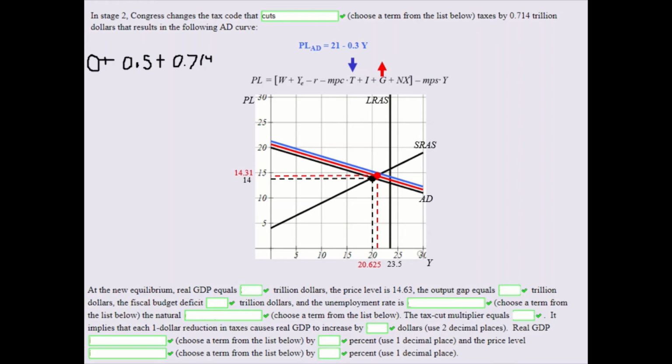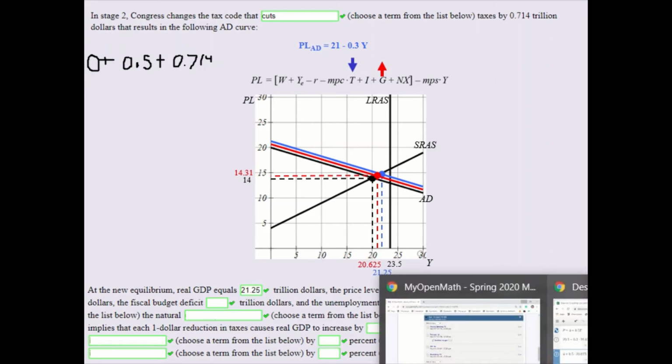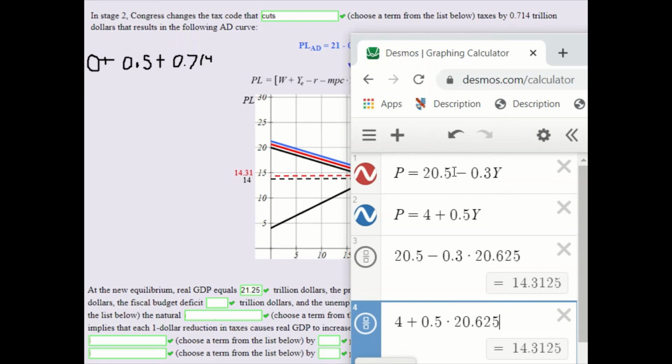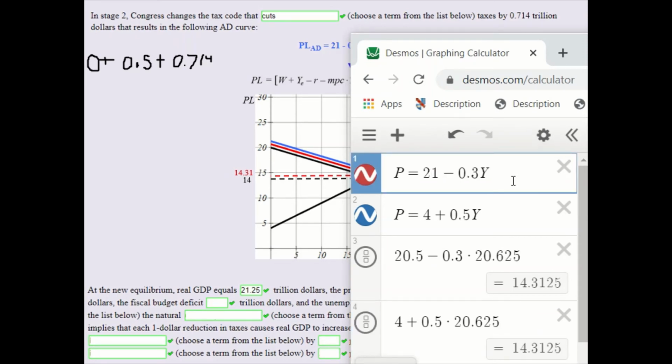Our new GDP level is found by setting the new aggregate demand curve equal to the original short-run aggregate supply curve, and then using algebra and solving for GDP of 21.25. But we could have also used Desmos. The new demand curve is 21, right?